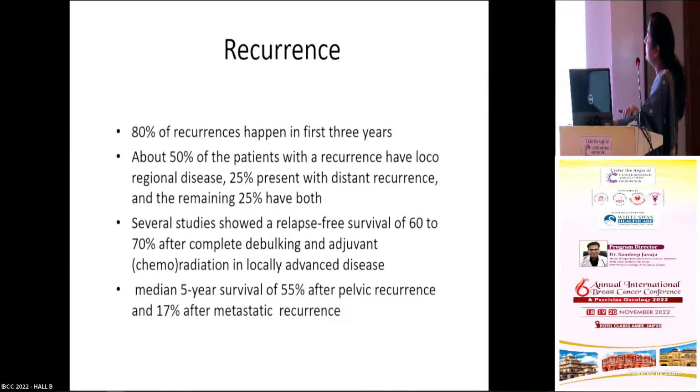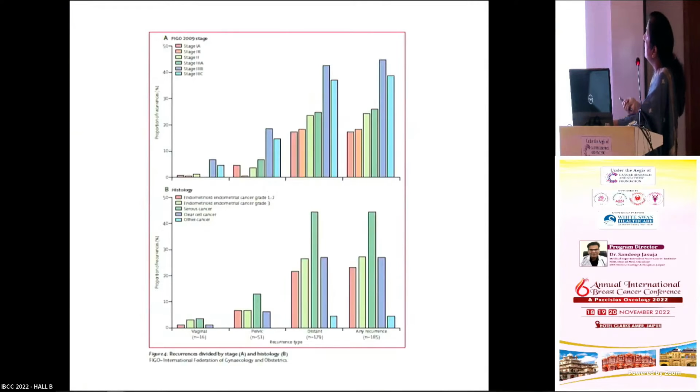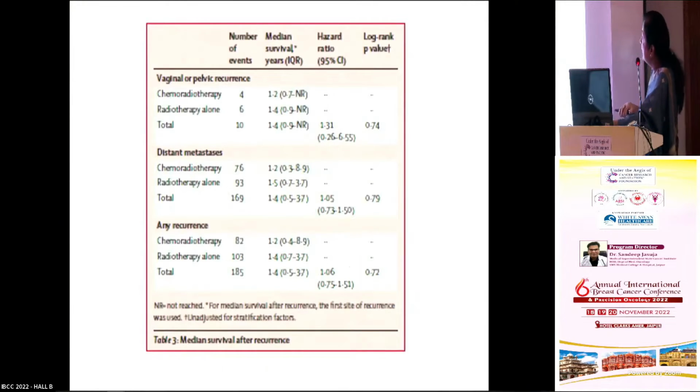Several studies showed a relapse-free survival of 60 to 70% after complete debulking and adjuvant radiation. So complete surgical treatment and proper adjuvant treatment are very, very important. Median 5-year survival of 55% is seen after pelvic recurrence in most studies, and only 17% after distant metastasis. As you can see, with increasing stage, the incidence of recurrences increases, and the histology has a bearing: type 1 or endometrioid have fewer recurrences, but as you go towards serous, clear cell and other cancers, recurrences increase.